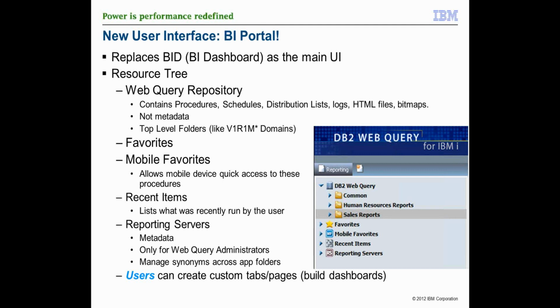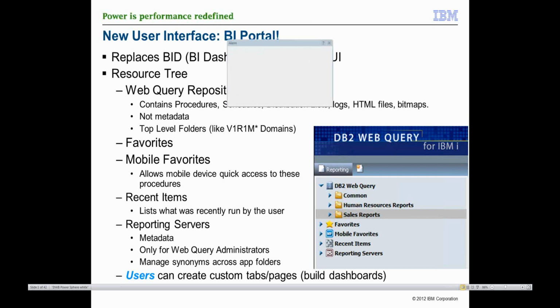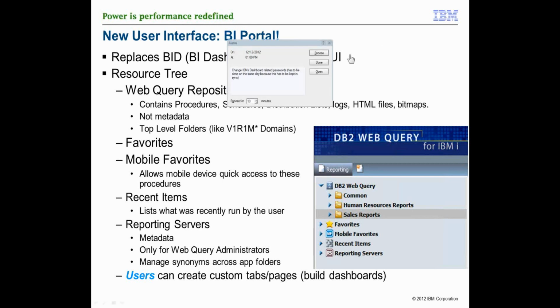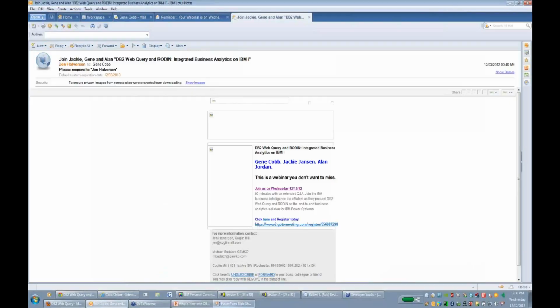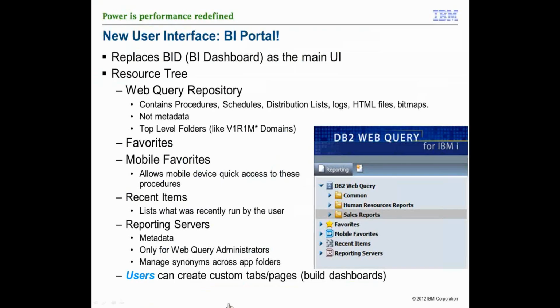But we've added some nice new special folders. So you can see one called Favorites. If you have a list of favorite reports you like to run, you can drag them into that folder. There's also a special one called Mobile Favorites, which Jackie will show you later, and that allows you to run mobile content from a mobile device. Then there are Recent items and one for accessing the metadata.